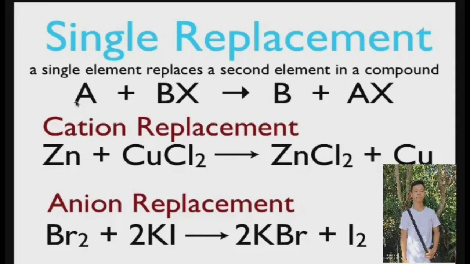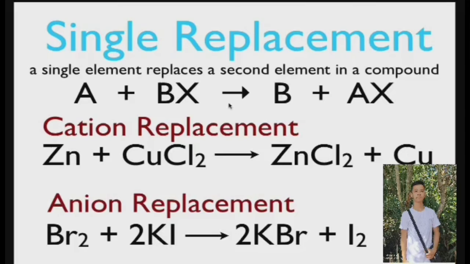Here's the general form for a single replacement reaction. Here's our single element, or lone element, all by itself, and that single element is going to replace a second element. Here's the second element B, and that second element is in this compound BX. So what happened basically is that A, the single element, kicks B out, and then we have another single element and a compound on the product side. The easiest way to recognize a single replacement reaction is if you have single elements, or lone elements, and a compound on both sides of your chemical equation.